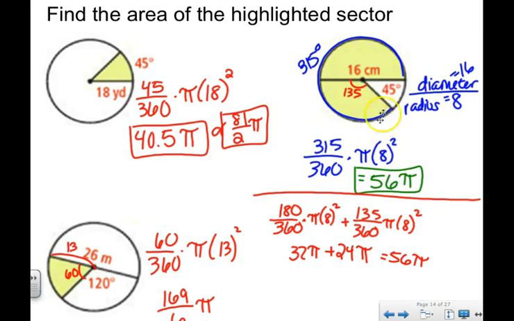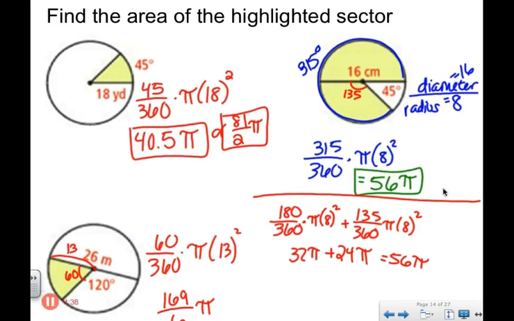Alright, this top right, you could have done it several ways. I think the quickest way is to figure out what all of that yellow is by doing 360 subtract 45, and you would get the whole major arc was 315. So I did 315 over 360 times pi r squared. Again, if your diameter is a 16, that means your radius is going to be 8. So that was the quickest way.